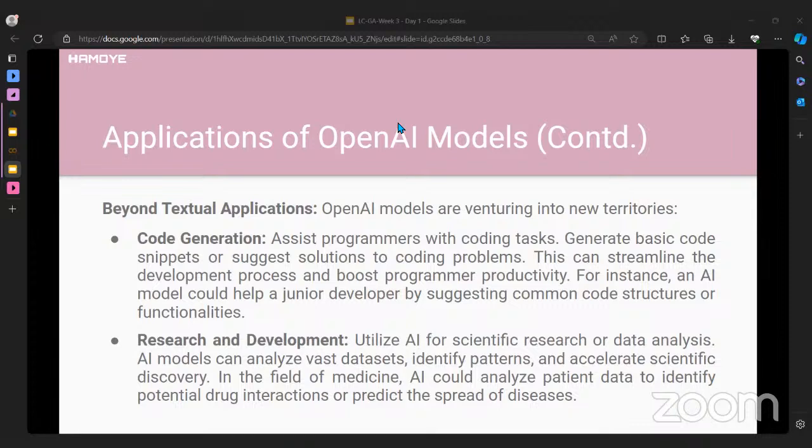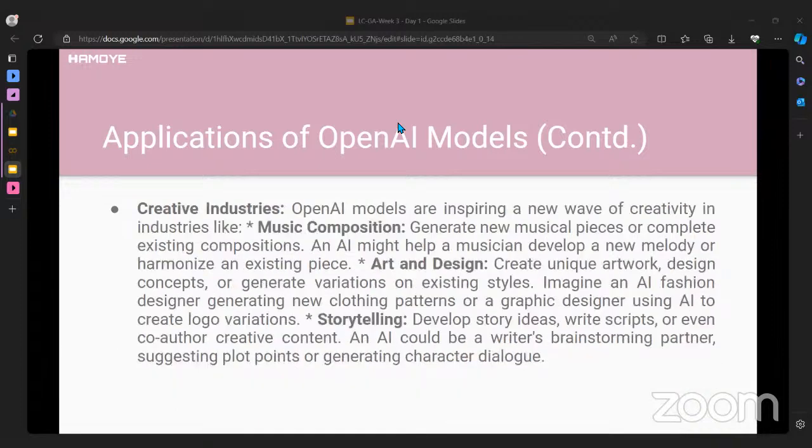Then we also have the creative industry. This is the last one we'll look at, and how it applies to the creative industry. We have different creative industries, so let's see how it applies.